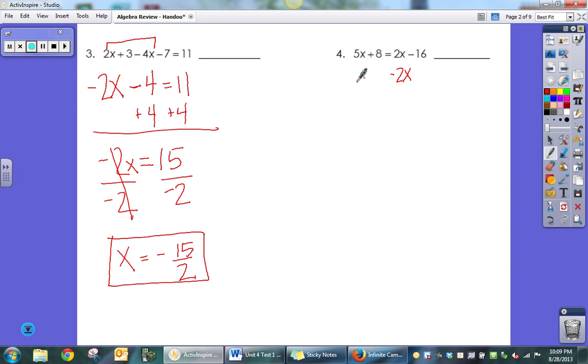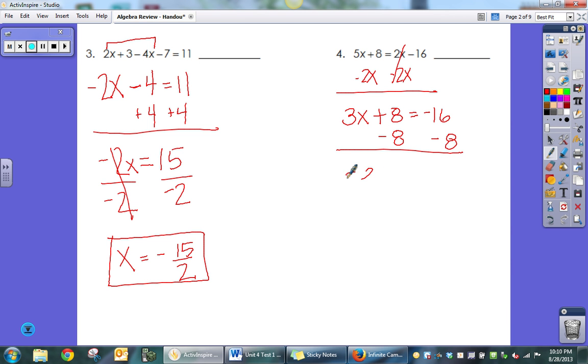Subtract 2x from both sides. And I have 3x plus 8 equals negative 16. Subtract 8 from both sides. 3x equals negative 24. And divide both sides by 3. I end up with negative 8.